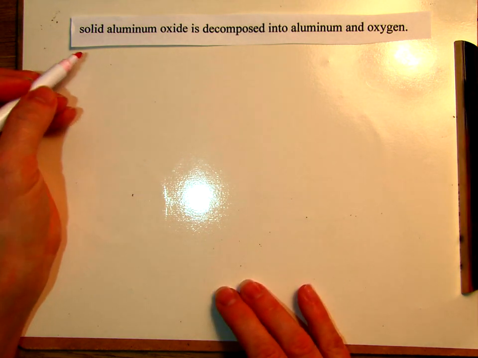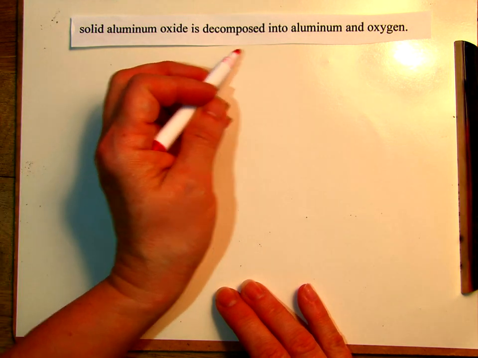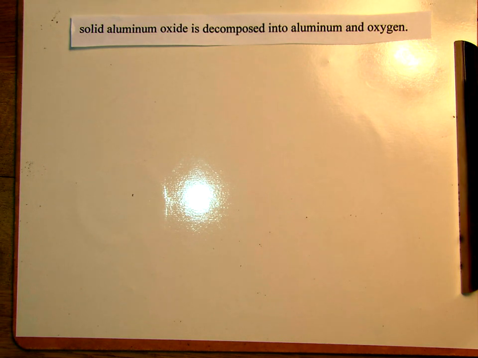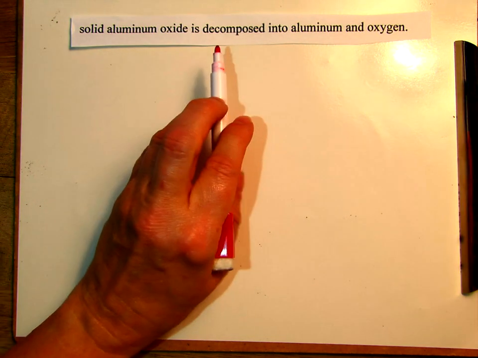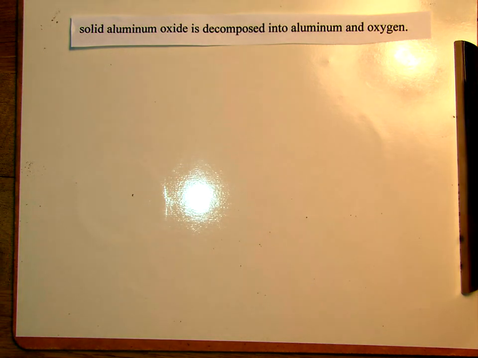You have solid aluminum oxide is decomposed into aluminum and oxygen. Now remember, when we were talking about types of chemical reactions, in a decomposition reaction, which is what this is, you start out with one compound and you break it down into more than one thing. So first, let's figure out the chemical formulas of the components.